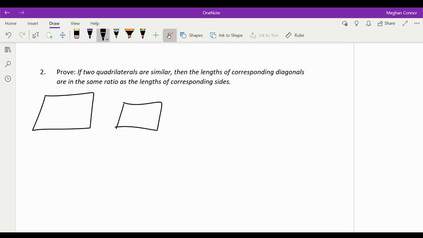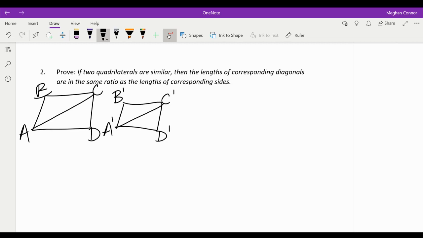I'm going to label it A, B, C, D, A prime, B prime, C prime, D prime. Then the lengths of the corresponding diagonals are the same ratio. So I'm going to draw in a corresponding diagonal. A diagonal goes across a quadrilateral. In other words, the corresponding diagonals are proportional with the side lengths.